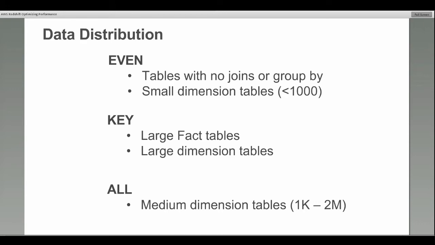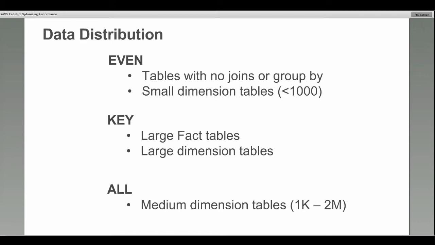So what are the guidelines on what type of distribution you're going to pick? Distribution even works great when there are tables that are not going to be involved in joins. They're not going to be involved in any group bys. And they could be small dimension tables where rows are under 1,000. Distribution key, you want to use for large fact tables, large dimension tables. In the example that I used, my line item table has 6.1 billion rows in it, and so distribution key really helped me get a better result for my query.